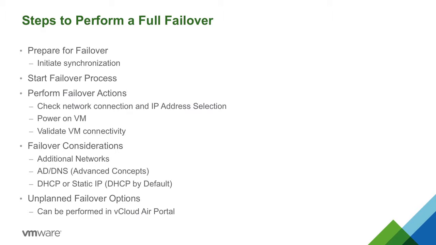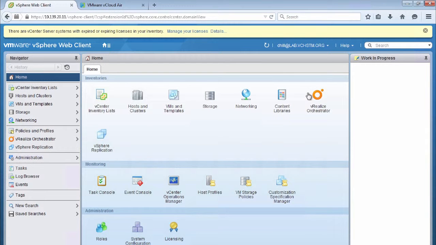There is an option where you can perform a failover in the vCloud Air portal in the event that your site has failed, and we will see that as we progress through this video. Let's take a look. So now we're going to look at how we actually perform a full failover of a virtual machine from an on-premises vSphere environment out to vCloud Air. So this is where the virtual machine is no longer running in your data center. It is literally failed over and running out in the public cloud.